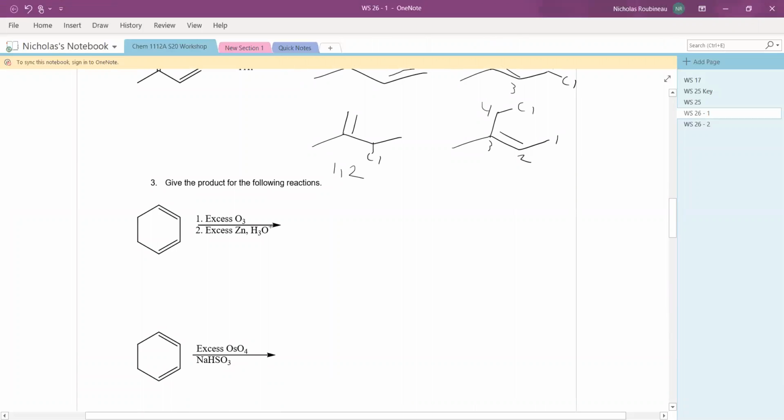Okay, this is a bit of old stuff and new stuff from today, I guess, combined. What do you think this will do? We're reacting excess ozone and then zinc and hydronium with 2 double bonds. So what's going to happen? Cleavage, yes. And what kind of products are we going to end up with?